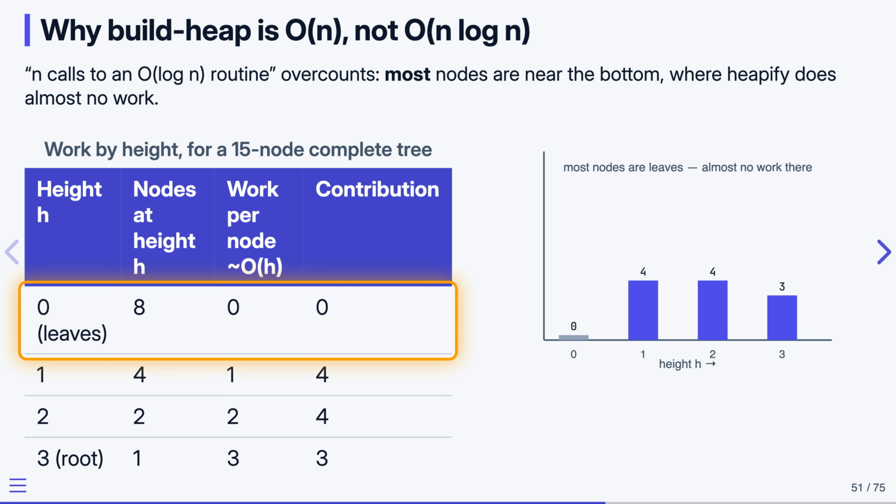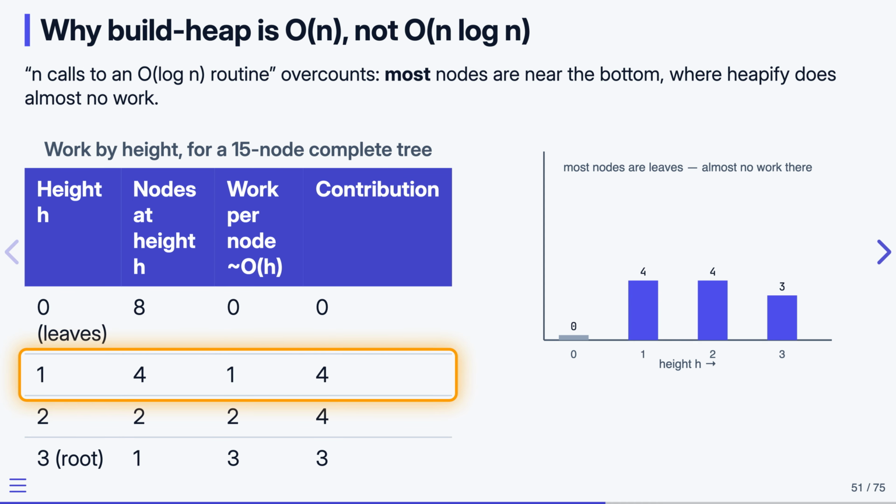Look at a 15-node tree grouped by height. At height 0 are the leaves, 8 of them. Heapify does 0 work on a leaf, so they contribute nothing. At height 1 there are 4 nodes. Each does about 1 unit of work. That is 4 in total.